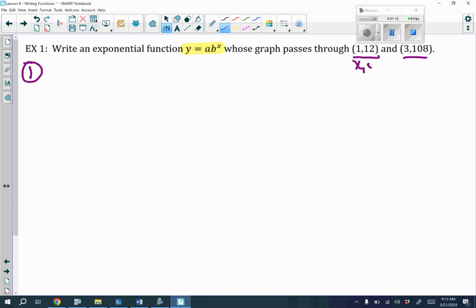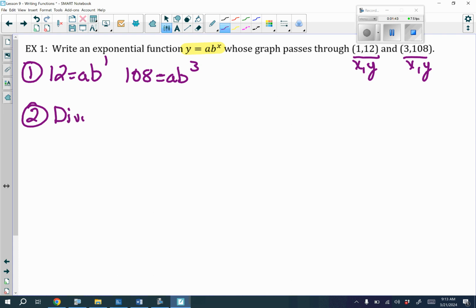So we got our x and y, x and y. So basically what we're going to do is plug our points into the x and y. The goal is to solve for a and b because they are going to be values. So using the first point, (1, 12), I have 12 equals a times b to the first power. When I use (3, 108), then my function is 108 equals a times b to the third. Okay, second step. What we're going to do is divide these two functions and solve for b.